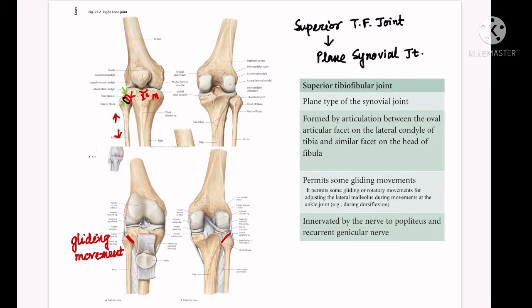This joint is innervated by the nerve to popliteus and the recurrent genicular nerve.